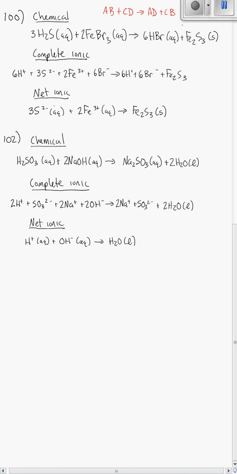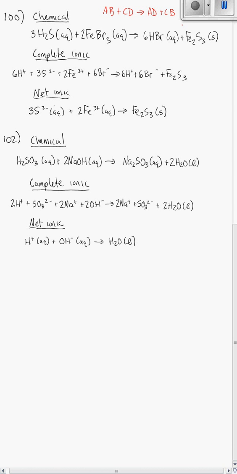Whenever you have one of these double replacement reactions, one of the products has to be one of three things. It can either be a gas, it can be a precipitate, which is a solid, or it could be water. All right, in this first reaction, you're told that a reaction occurs when hydrosulfuric acid, which is H2S, is mixed with an aqueous solution of iron 3 bromide.